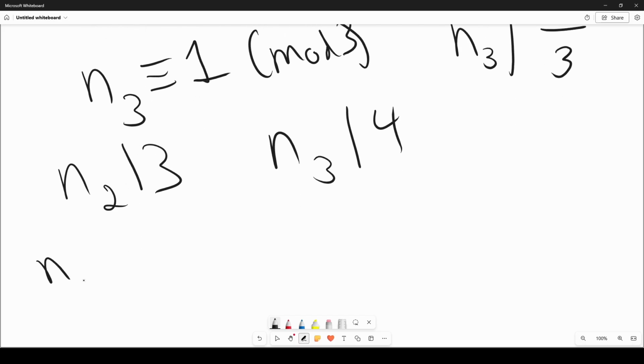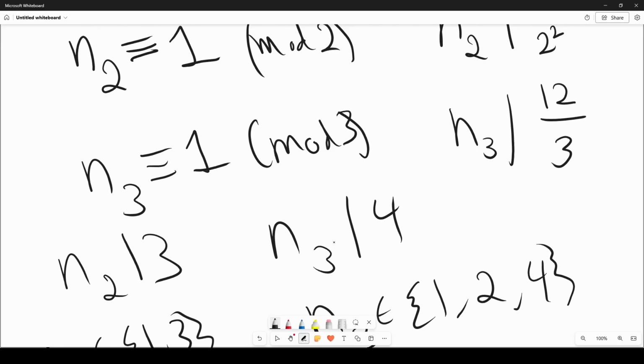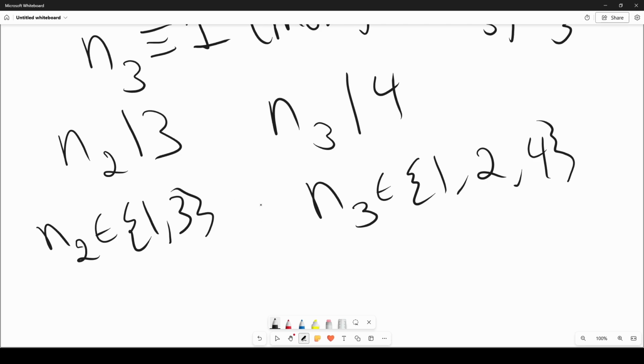So n2 has to be 1 or 3, and n3 can be 1, 2, or 4. These are just all the divisors, or factors, of 3 and 4. But now we can use our other facts that n2 is 1 mod 2 and n3 is 1 mod 3. Well, I see that 1 is 1 mod 2 and 3 is 1 mod 2, so all of these are plausible.